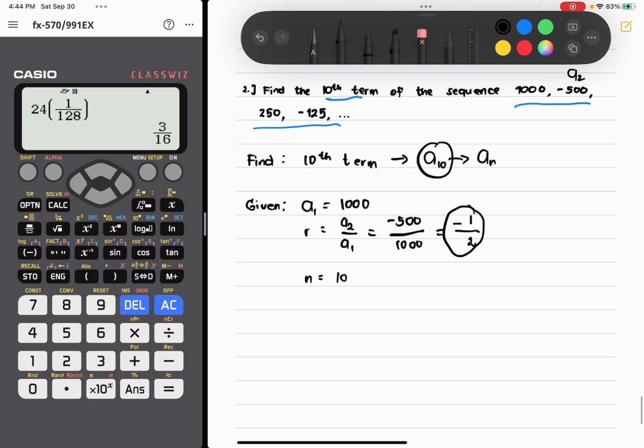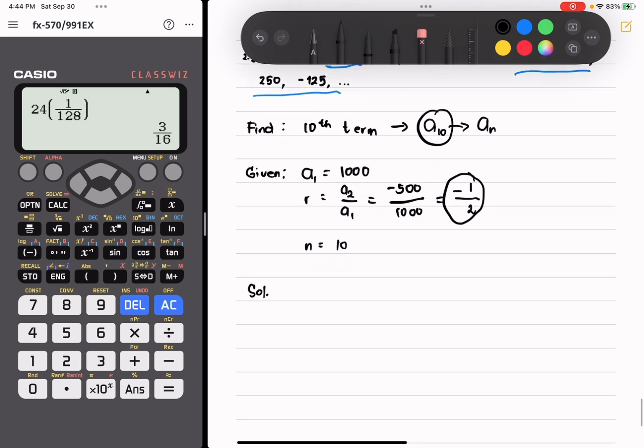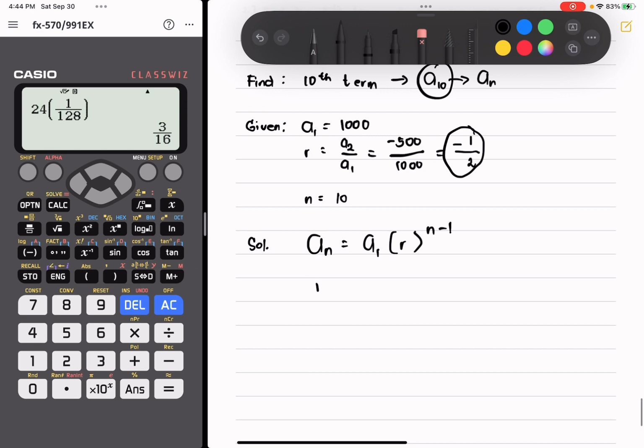Okay? So once na nakuha na natin given, we can proceed now dun sa ating formula by substituting all the given. A sub 10 equals a sub 1, which is 1,000, times r, which is negative 1/2. Don't forget the negative sign. Raised to n, which is 10 minus 1. Rewrite: a sub 10 is equal to 1,000 times negative 1/2. Subtract nyo muna tong 10 minus 1. That will give us 9.